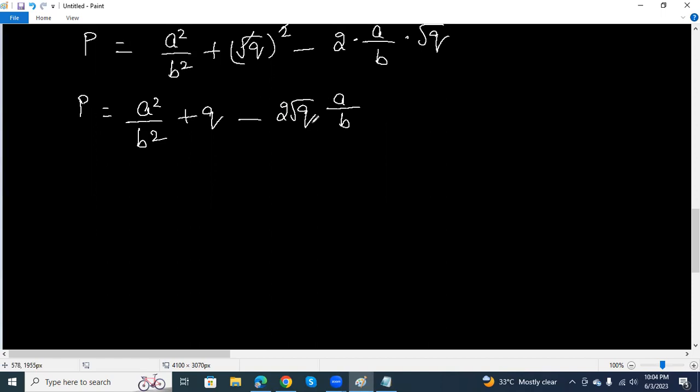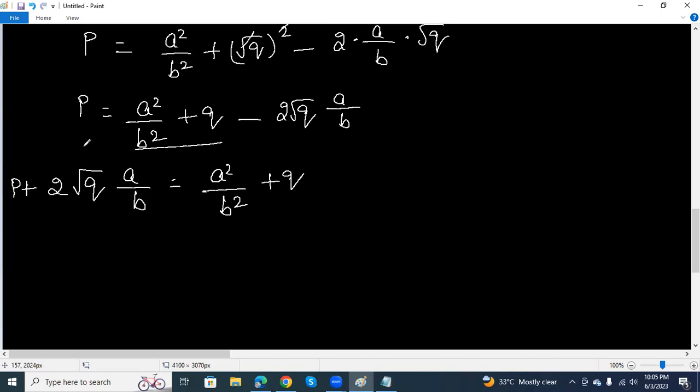Okay, so let's take this whole term to the other side, left side, and bring this to the right side. So this negative will become positive. 2 root q a by b is equal to, same thing as it is, a square by b square plus q. Okay, this also p as it is. This we brought to this side. So nothing is mentioned here.